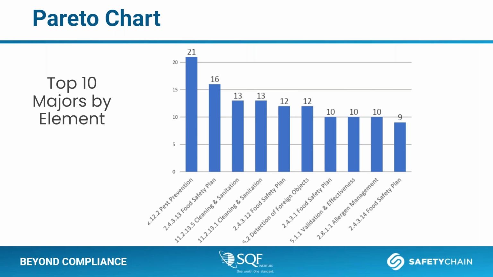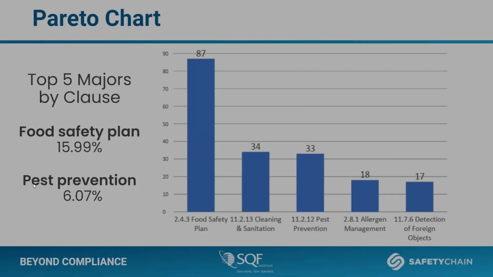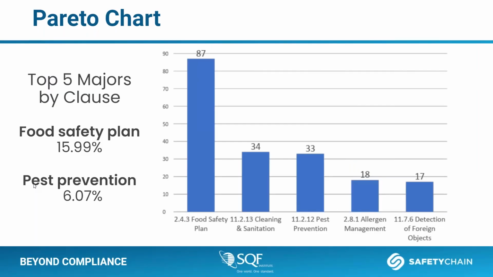So if I were to focus on somewhere to make an improvement, say I'm a large company and I had 21 majors that were assigned to my company for pest prevention, then I would look at that Pareto chart and I'd say, you know what, that's where I need to start. I need to attack pest prevention because it's the #1 problem, right? So we'd start there. But let me show you a different perspective on that data.